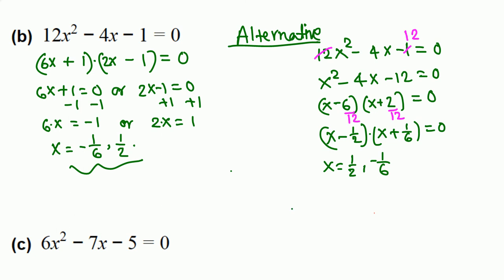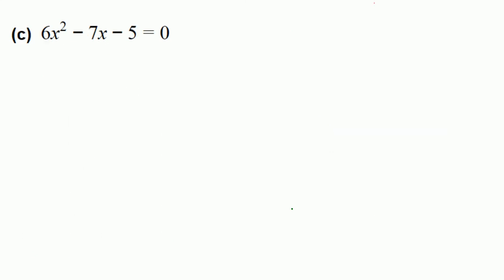Next, part C. So we again have a leading coefficient that is not 1. The right hand side is 0, that's good. And there is nothing in common among these three terms, so we want to factor as a product of two binomials. Again, trial and error method. 5 is 1 times 5 or 5 times 1.